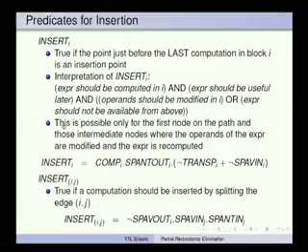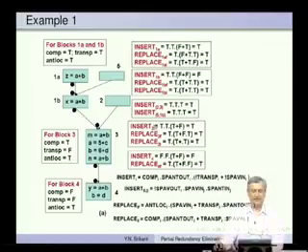So, insert I is true only for the first node on the path and those intermediate nodes where the operands of the expression are modified and the expression is recomputed. That is taken care of by this part, the first node is taken care of by these things, approximately, not exactly. So, let us look at an example.